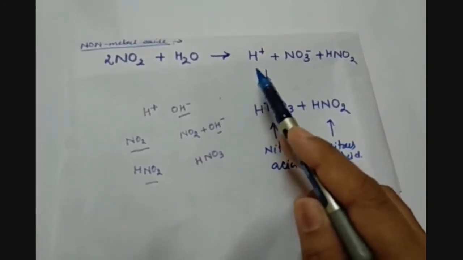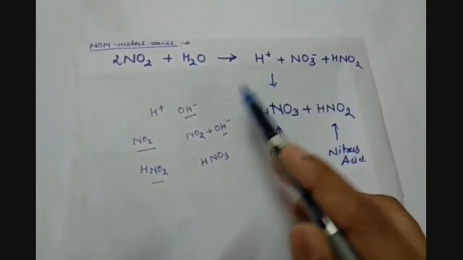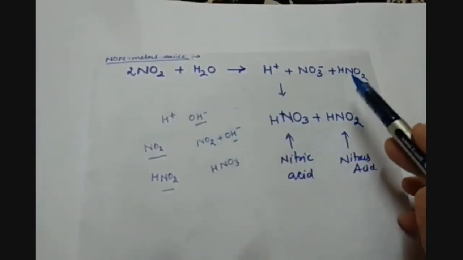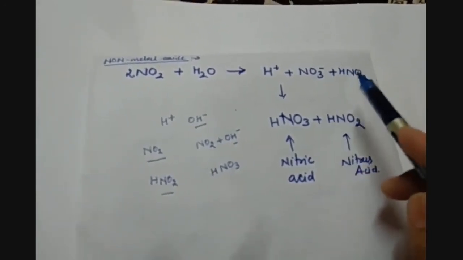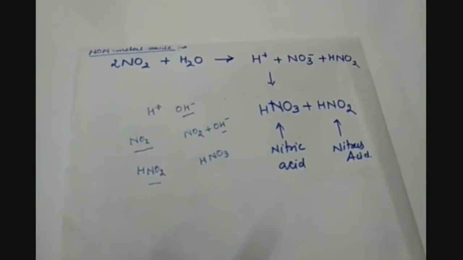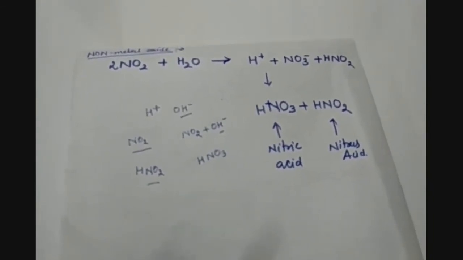So this way, it is a two-step process in which one step OH negative is getting attached with NO2 and forming HNO2. Then because this is unstable, we will be having H plus and NO3 negative. So this will combine to get HNO3 and HNO2. HNO3 is nitric acid and HNO2 is nitrous acid. So this is how when a non-metal oxide reacts with water, it always forms acids.